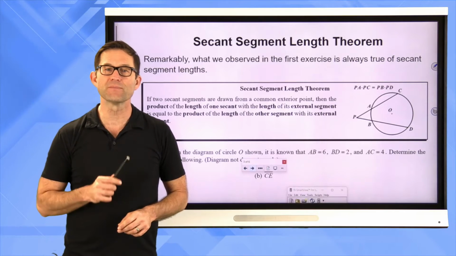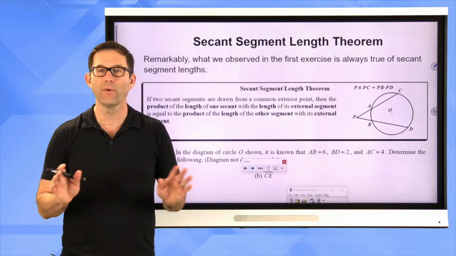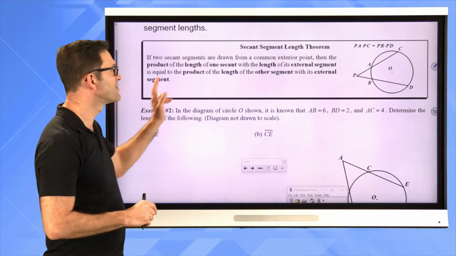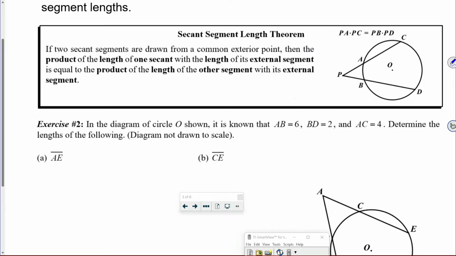Remarkably, what we just observed in the first exercise is always true of secant segment lengths. So let's summarize this in the secant segment length theorem. If two secant segments are drawn from a common exterior point, then the product of the length of one secant with the length of its external segment is equal to the product of the length of the other secant with its external segment. All right?